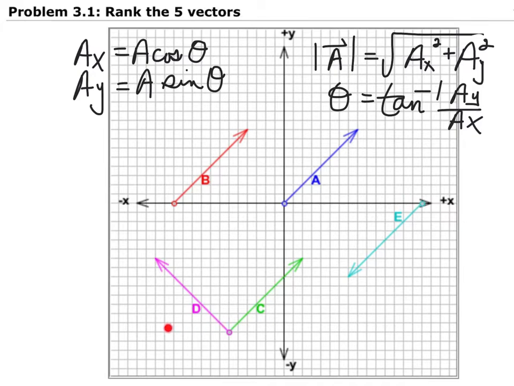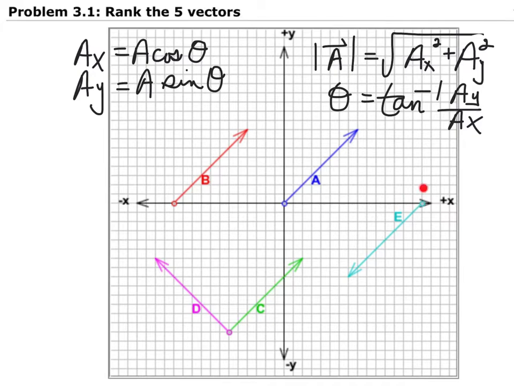When we go to D, the only difference is the x component's negative and the y component's positive. And so when you do this, you may, depending on your calculator, get the 135 degree angle that you want, or you may get a negative 45 degrees. There's where you have to add 180, because clearly D is not pointing in the negative direction.